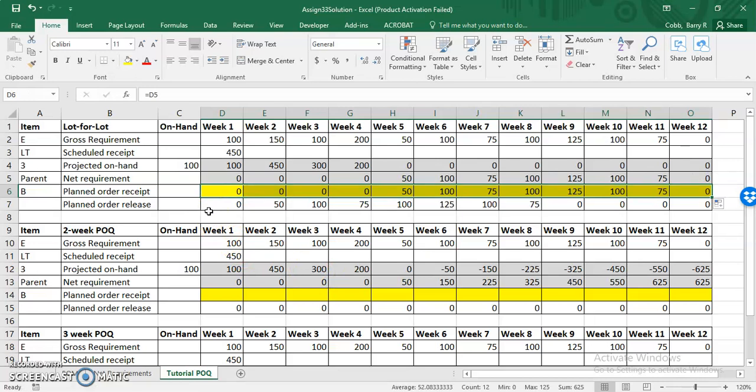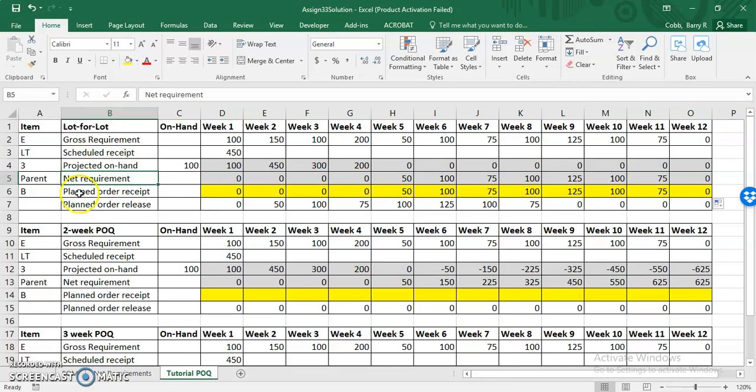In this sense, lot for lot almost makes the net requirement line and the planned order receipt line seem redundant. All we're ever doing is making sure that these two things are equal. It's a just-in-time system.